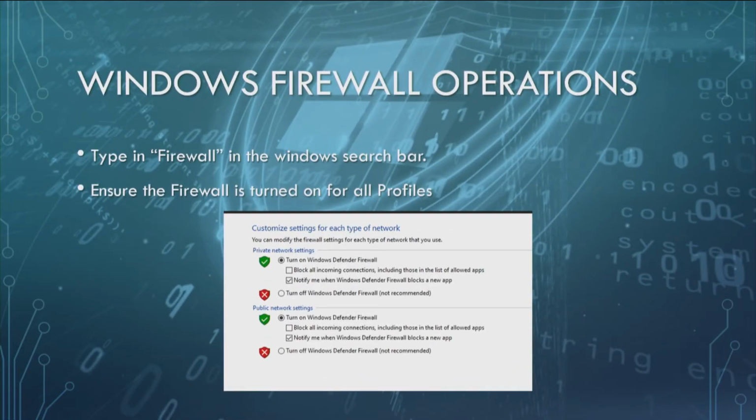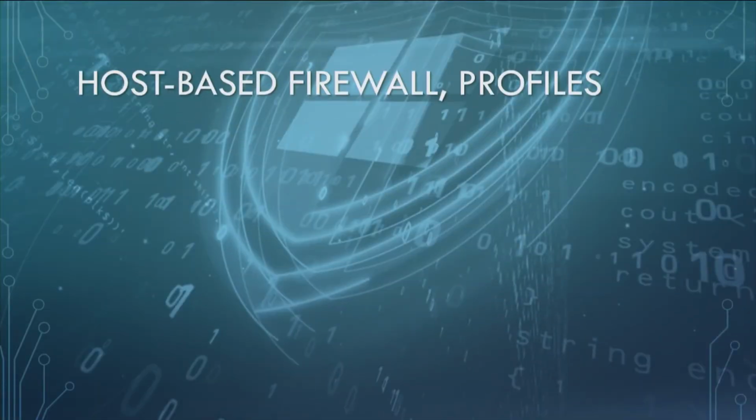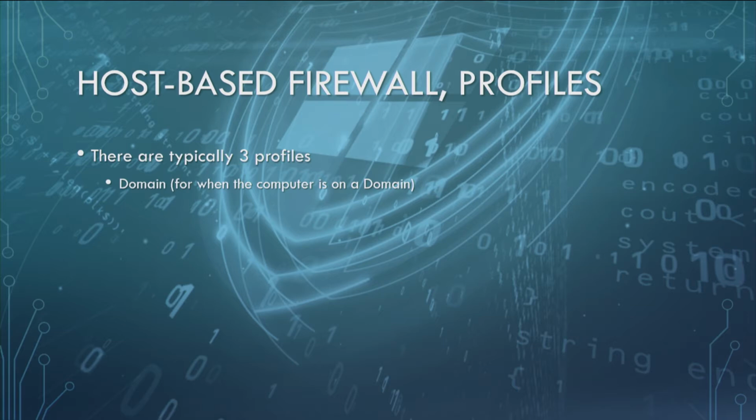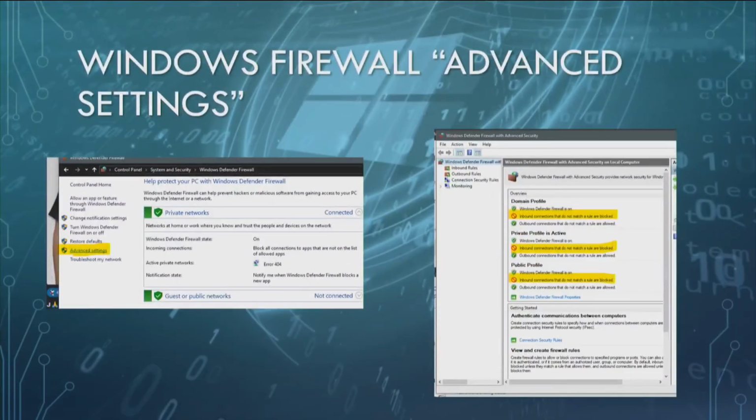So yeah, basically just type in firewall in the search bar. You're going to come up with all this good stuff. You're going to want to make sure that your firewall is turned on. So for your host-based firewalls, there are 3 profiles you want to be worried about. Those are going to be your domain, private, and your public or guest one. They might be called different. There might be a few different ones, depending on if you're running Windows 10 or Windows 7. I think Windows 7 has something called HomeGroup or something like that, which is basically private.